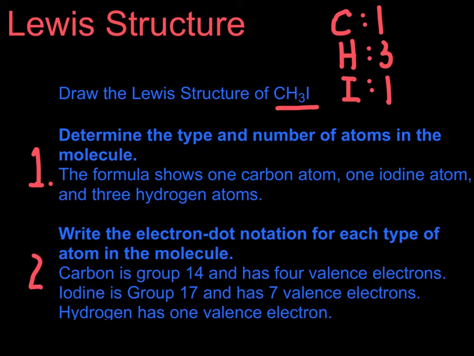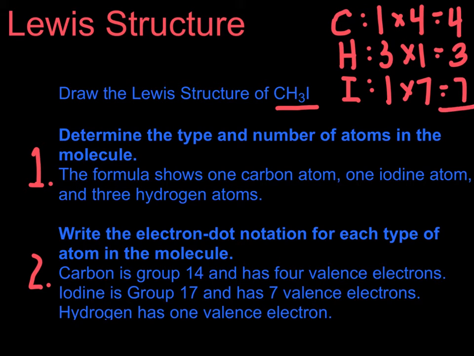That's step number 2. If we look at the periodic table, we know that carbon has 4 valence electrons, hydrogen has 1, and iodine has 7. So 1 times 4 is 4, 3 times 1 is 3, and 1 times 7 is 7. When I add them up, I get a total of 14 electrons. So in my Lewis structure, I need to make sure that I have 14 electrons present.